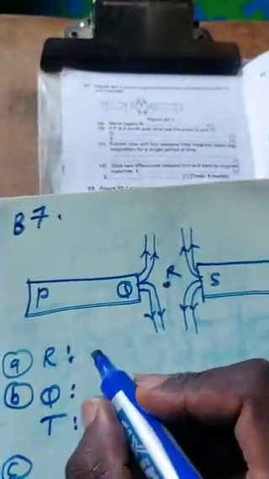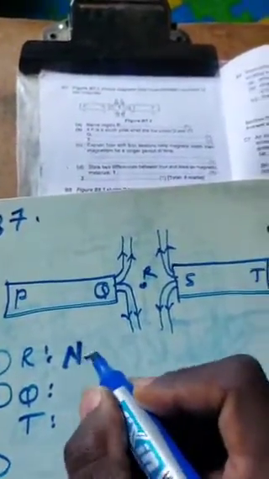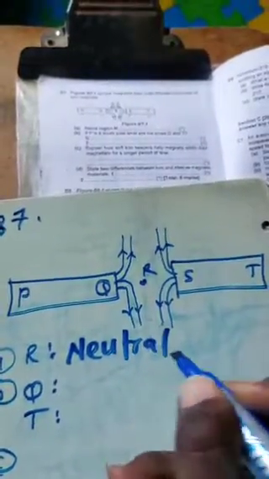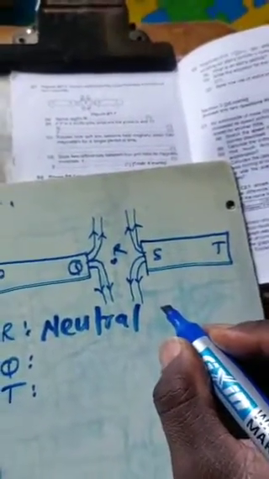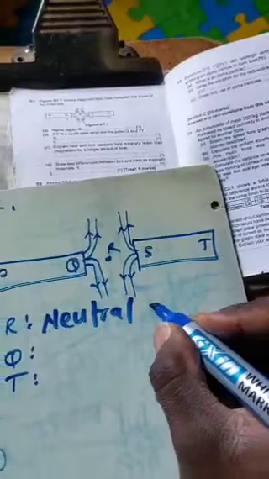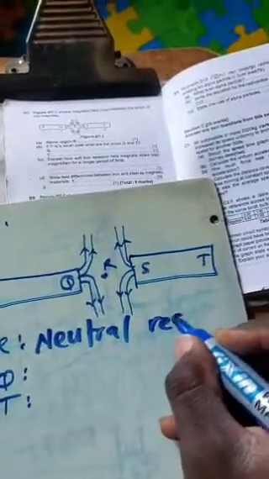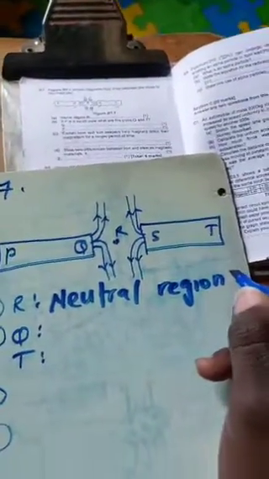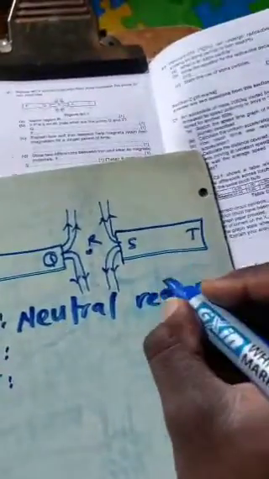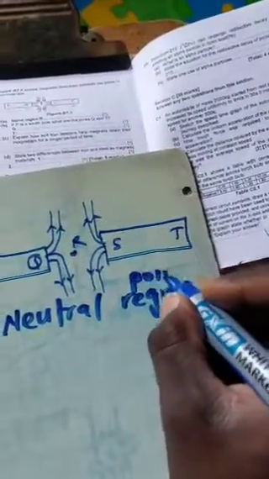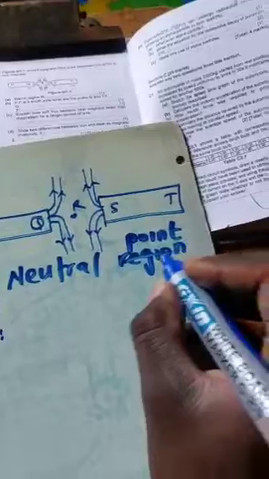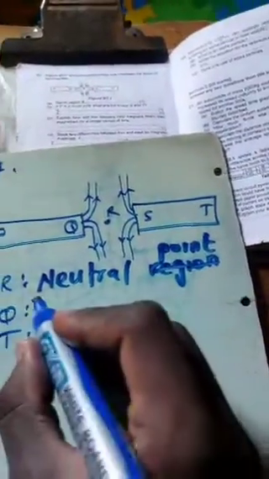Question number 1 was name region R. You see that region? I talked about this one. This is the neutral region, the region where you don't have magnetic field lines and no magnetic force is experienced. Let's call it a neutral point. Instead of region, let's say point, the neutral point.